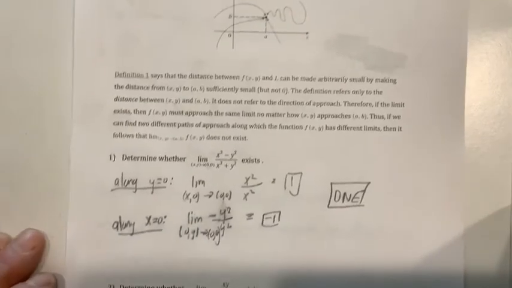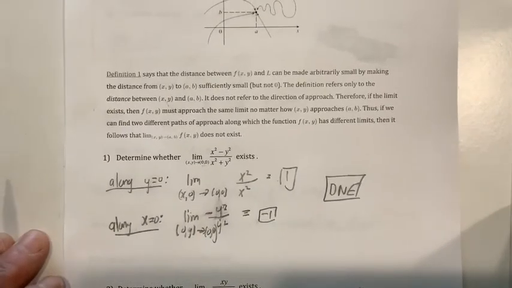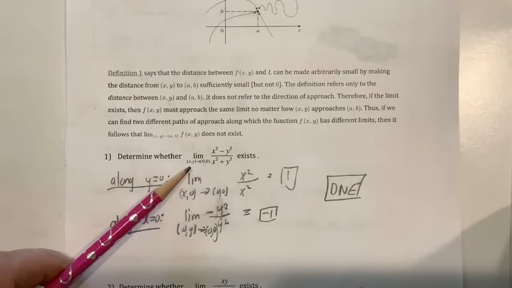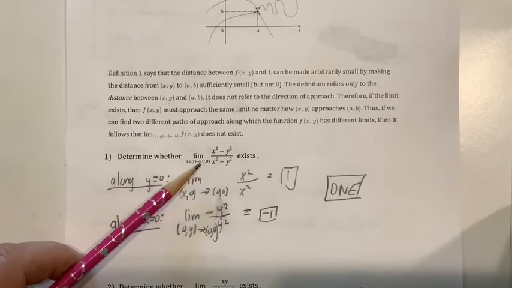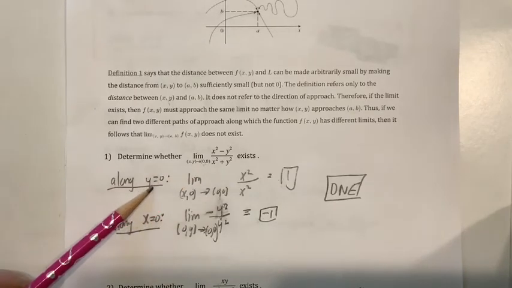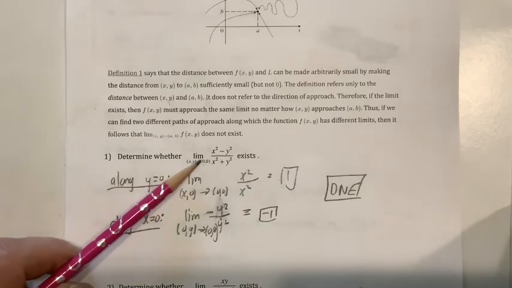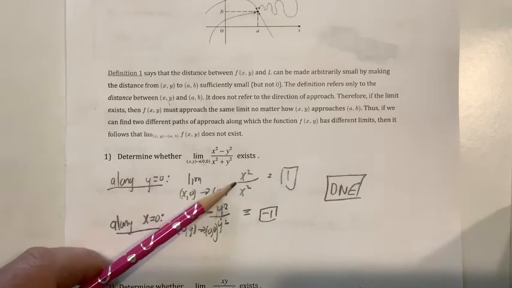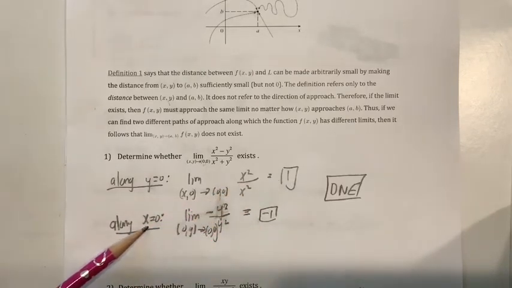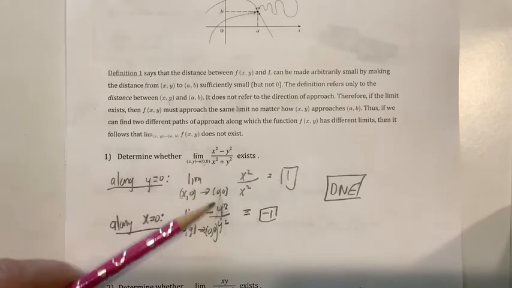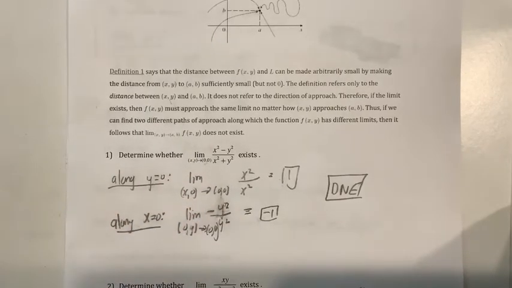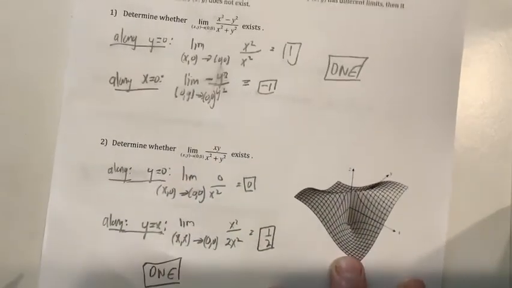If you can come up with two different pathways to that point (a,b), and you get two different limits, the limit does not exist. For example, for this one, we're getting close to (0,0). So there's lots of ways that you can get close to (0,0). Along the x-axis, when y is 0, you get x squared over x squared, and as x gets close to 0, you get 1. Along the y-axis, when x is 0, this drops out, but you get negative y squared over y squared. And this is getting close to negative 1. So therefore, the limit does not exist.